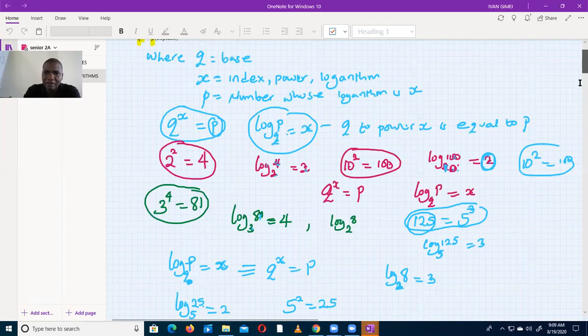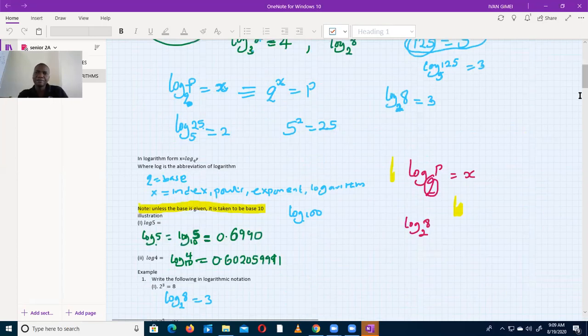Make sense of logarithm. We looked at all that. We came here and defined the symbol.